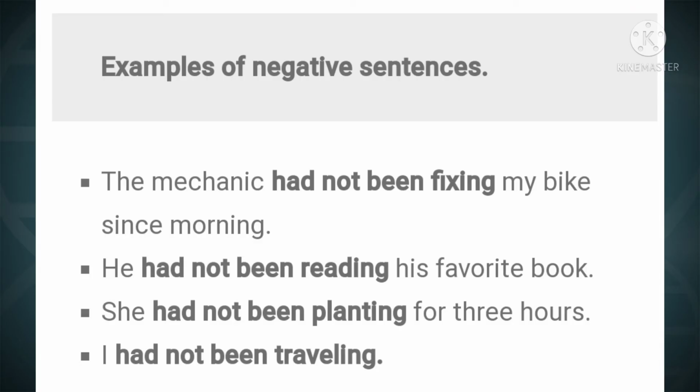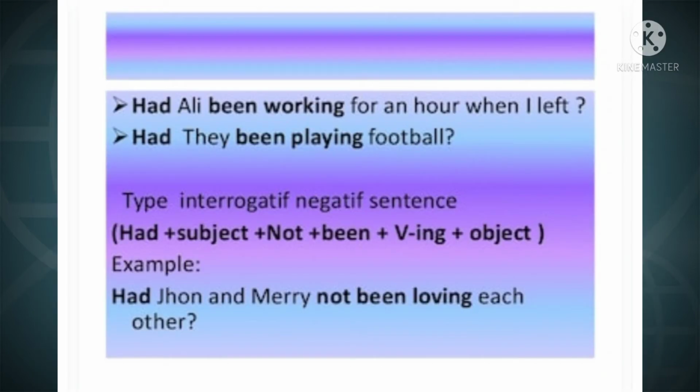See more examples. The mechanic had not been fixing my bike since morning. He had not been reading his favorite book. See, where is the place of this not? In between had and been. She had not been planting for 3 hours. I had not been traveling. This is the structure of negative sentences in past perfect continuous tense.